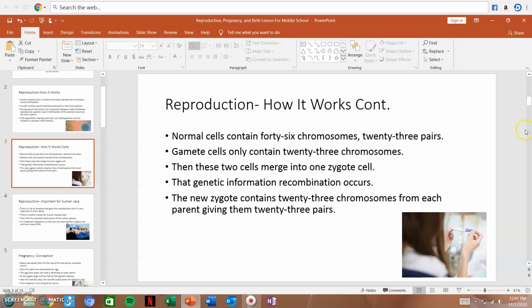Reproduction, how it works, continued. Normal cells contain 46 chromosomes and have 23 pairs. Gamete cells only contain 23 chromosomes. Then these two cells merge into one zygote cell. That genetic information recombination occurs, and then the new zygote contains 23 chromosomes from each parent, giving them 23 pairs and their makeup.